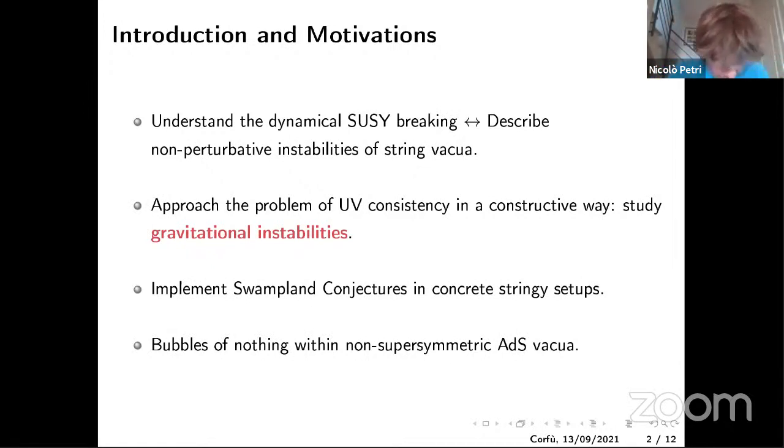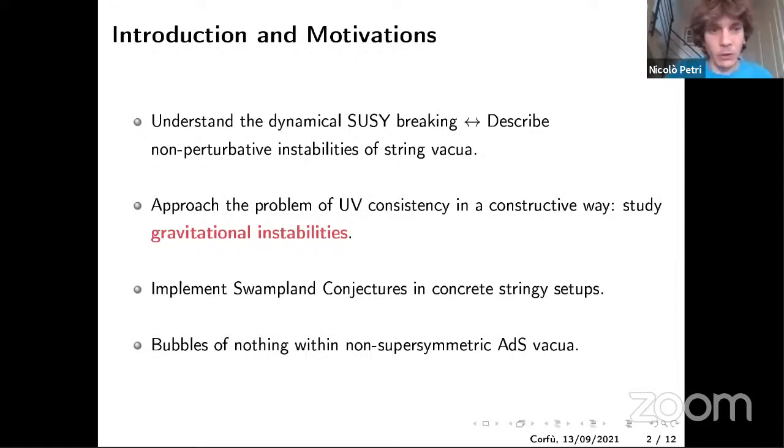or non-supersymmetric holography. So first of all, my big aim is to try to test the Swampland conjectures in some concrete setup, and secondly, to try to understand more generally if it is possible in string theory to construct some kind of interpretation of these non-supersymmetric vacua.